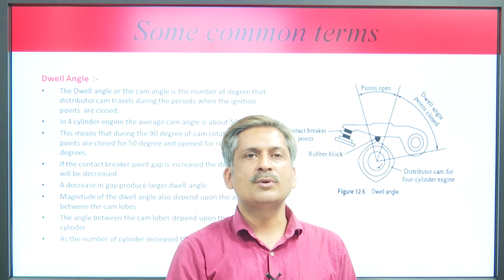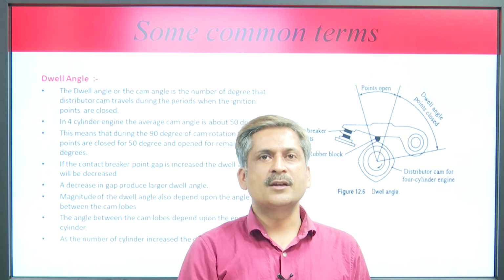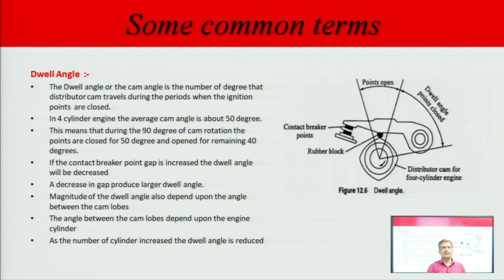Now, the dwell angle, or cam angle, is the number of degrees that the distributor cam travels during the period when the ignition points are closed. In a 4 cylinder engine the average cam angle is about 50 degrees. This means that during the 90 degrees of cam rotation, the points are closed for 50 degrees and opened for the remaining 40 degrees. If the contact breaker point gap is increased, the dwell angle will decrease. A decrease in gap produces a larger dwell angle.